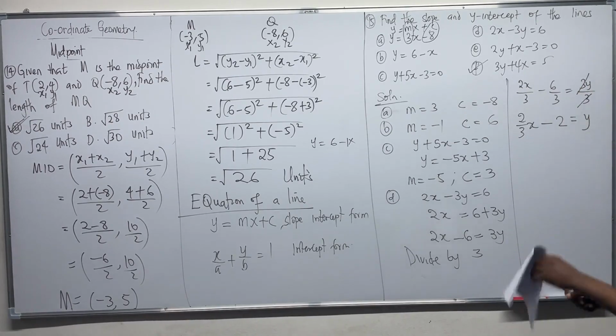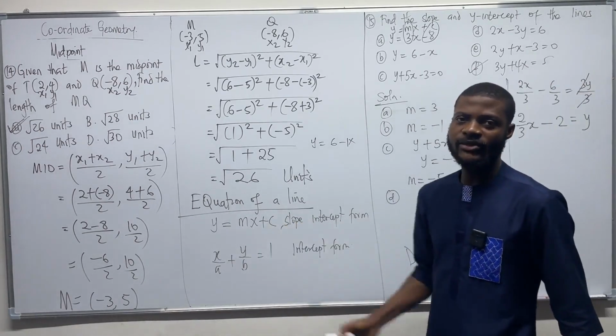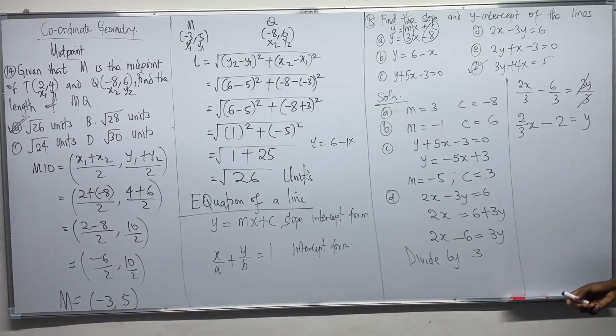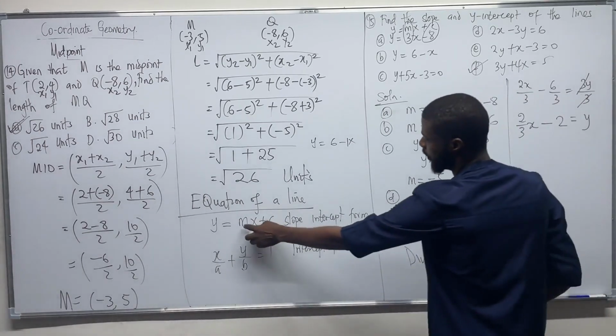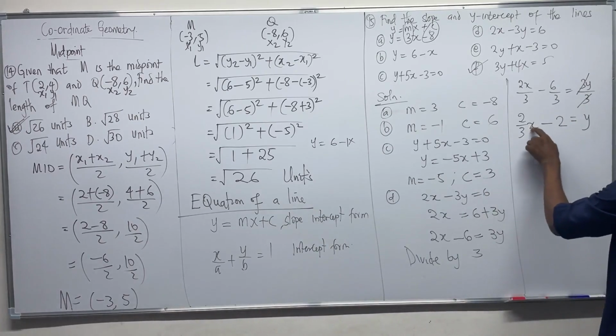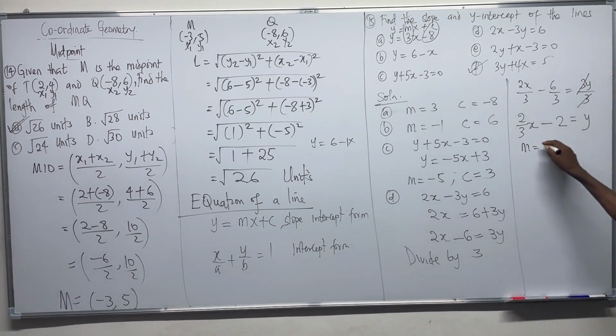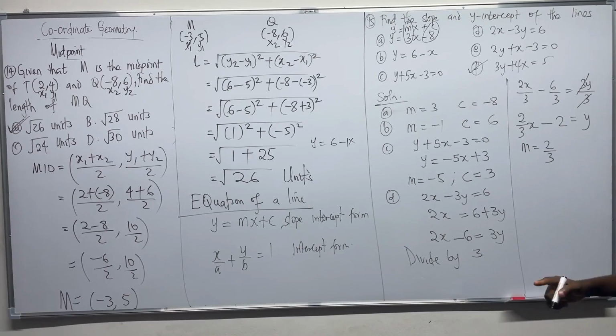Now let us compare this to y equal mx plus c. Now how do we compare? Remember that your slope is that thing attached to x. So what is that thing attached to x here? It is 2 over 3. So your slope, m, is equal to 2 over 3. So that's what we have.